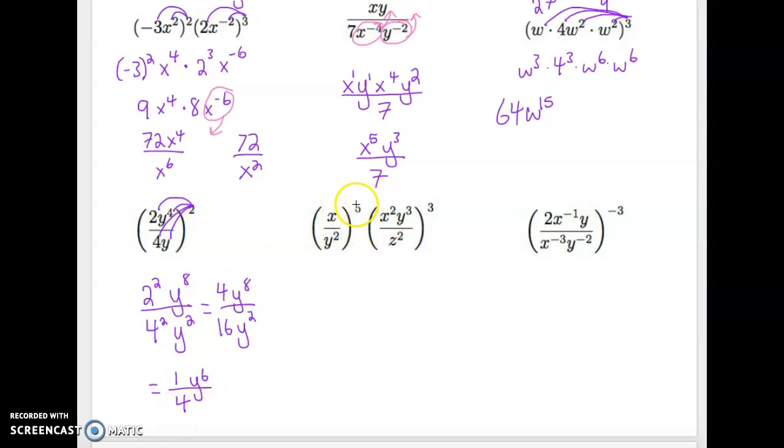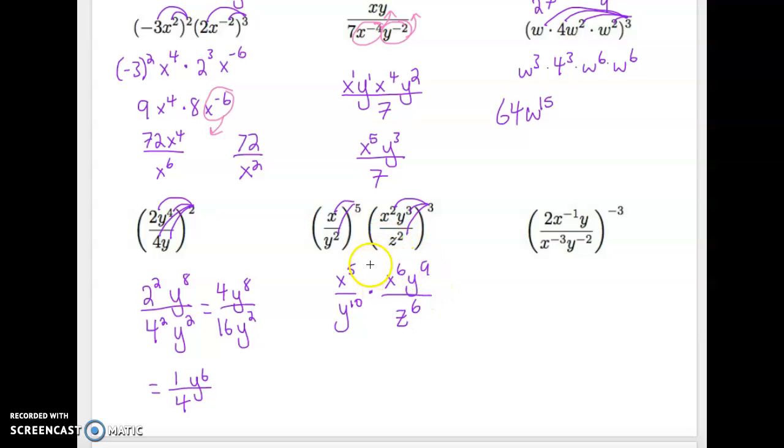All right, and these ones, I'm going to go ahead and distribute and distribute. The 5 only applies to the left side of parentheses, and the 3 only applies to the right. So I have x to the 5th over y to the 10th, because I'm multiplying those exponents, times x to the 6th, y to the 9th, all over z to the 6th.